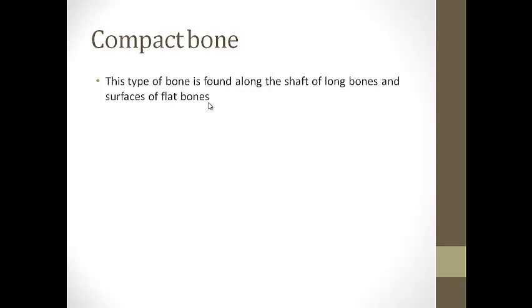Compact bone is the type of bone that is found along the shaft of the long bones. So remember, long bones had upper end, lower end, and a shaft in between them. So in the shaft is usually where we find compact bone. And it's also found on the surfaces of flat bones. Remember, flat bones were the ones that had surfaces that are really close together, so there's barely any space between them. So this is where we find compact bone.